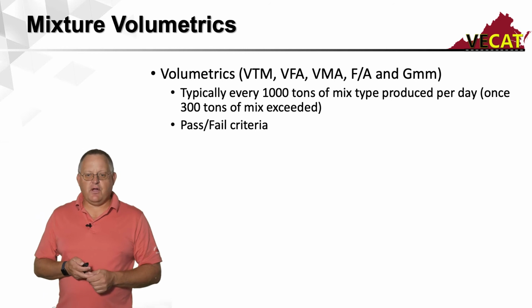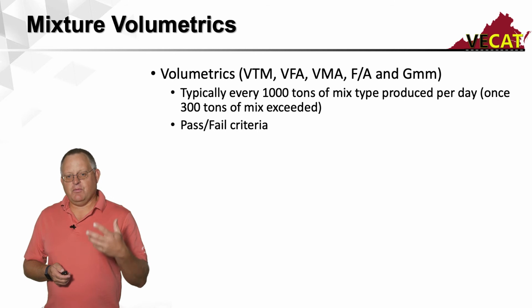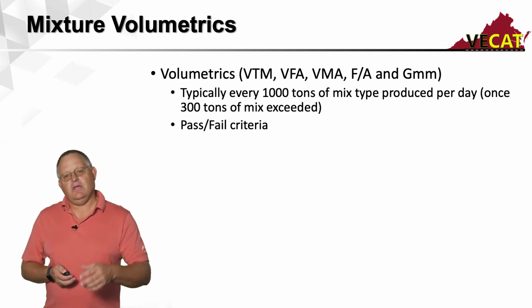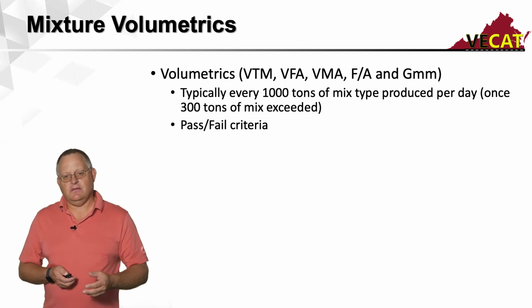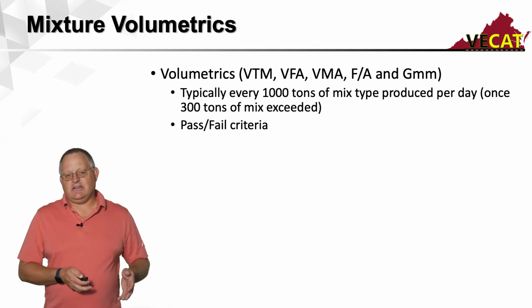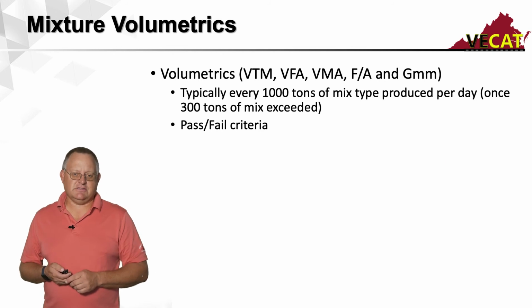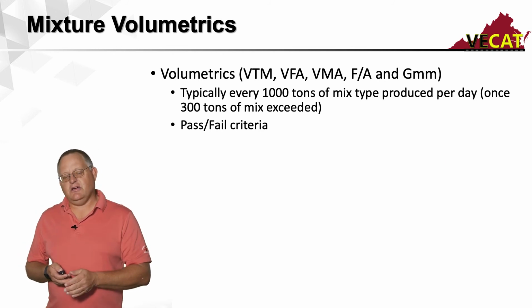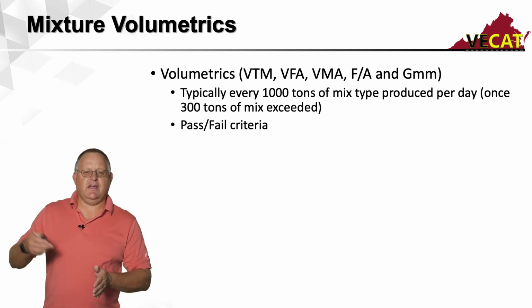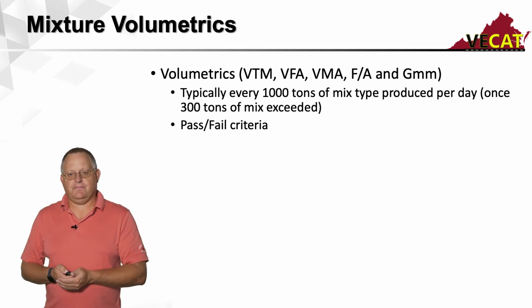We talk about mixture volumetrics. We're going to get into more details in Chapter 6, but we're doing VTM, VFA, VMA, FA ratio, and we're doing a RICE or GMM. These are all pass-fail criteria, but the difference between AC content gradations and volumetrics is, one, we're doing it every 1,000 tons, and once we exceed 300 tons, but we may not produce 1,000, anytime between 300 tons and whatever that maximum is for that day that's less than 1,000, we need to pull a volumetric.